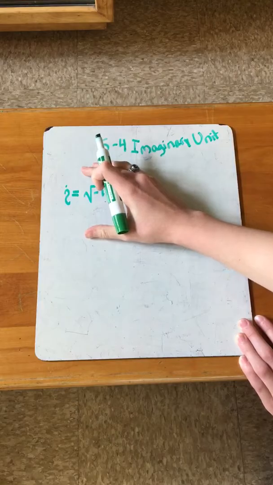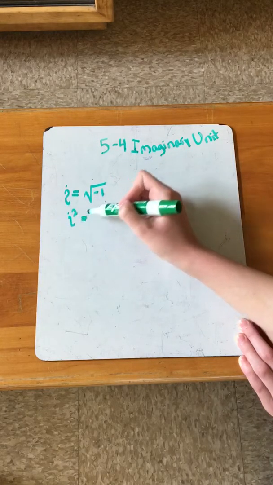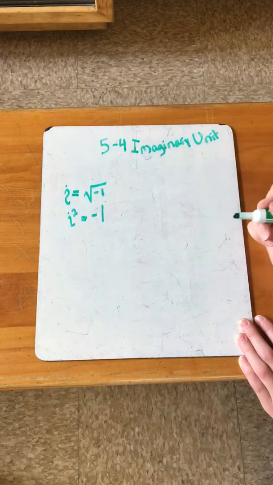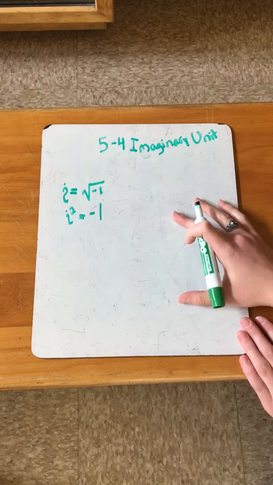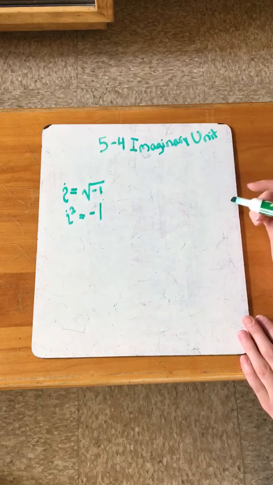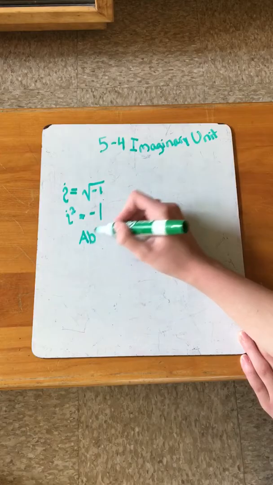Now to get i to be an actual number, you have to do i squared to get -1 out of the radical. So multiplying and adding and subtracting i is different than with other regular numbers. For the first example, we're going to show you how to do it with absolute value.